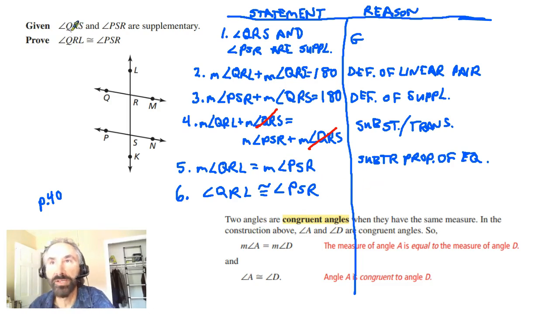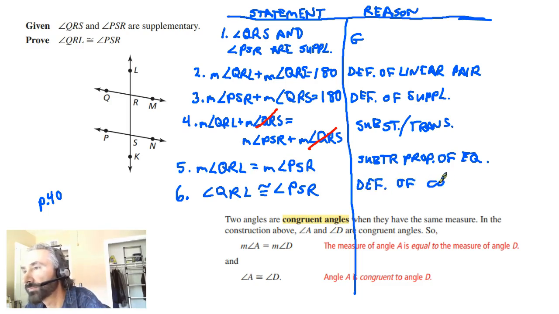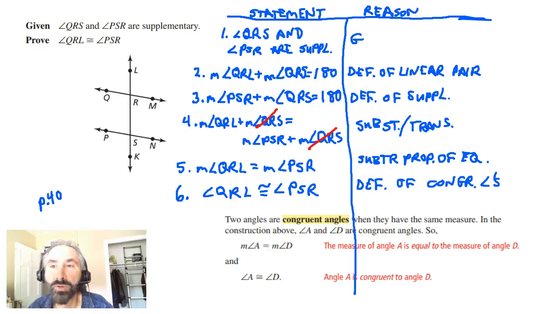In the meantime, I'm going to use it to finish off this proof. I wanted to prove that angle QRL is congruent to angle PSR, and I am at that point, and it's because of the definition of congruent angles. Again, two angles are congruent when they have the same measure. The measure of angle QRL is equal to the measure of angle PSR. Therefore, these two angles must be congruent. Yay! Woo! We're done.